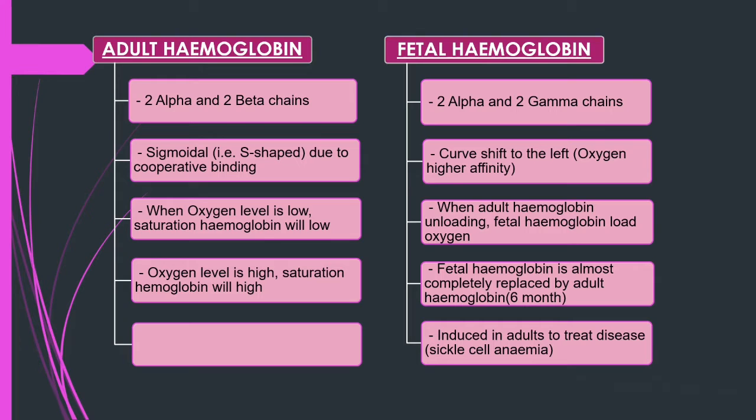Following birth, fetal hemoglobin is almost completely replaced by adult hemoglobin around 6 months. And lastly, fetal hemoglobin production can be pharmacologically induced in adults to treat diseases such as sickle cell anemia.